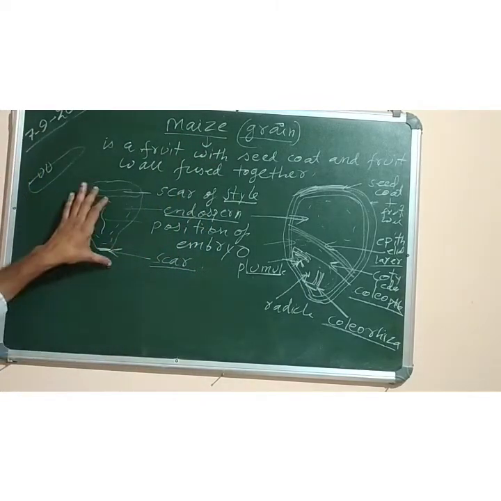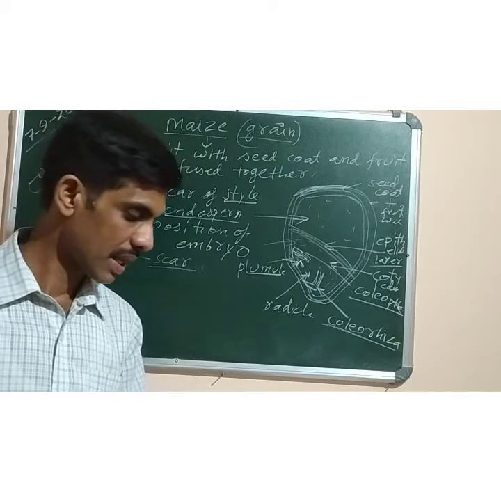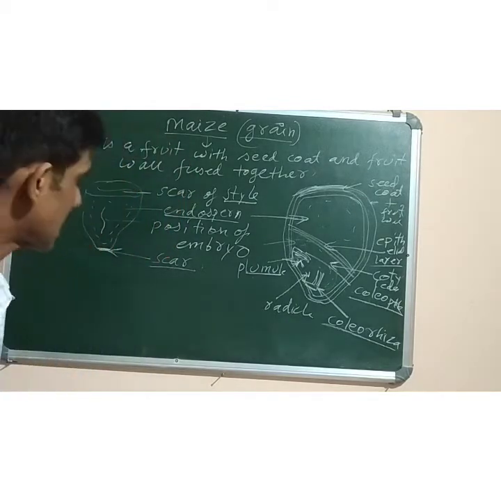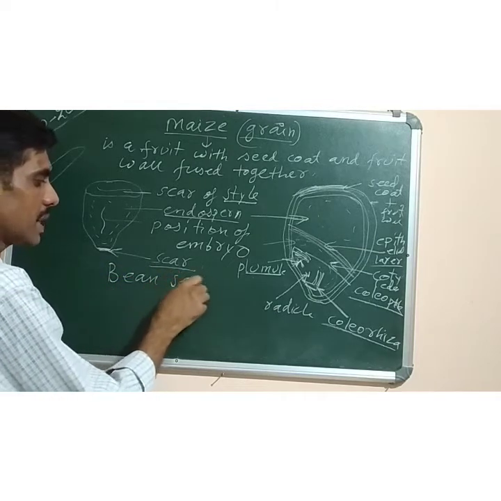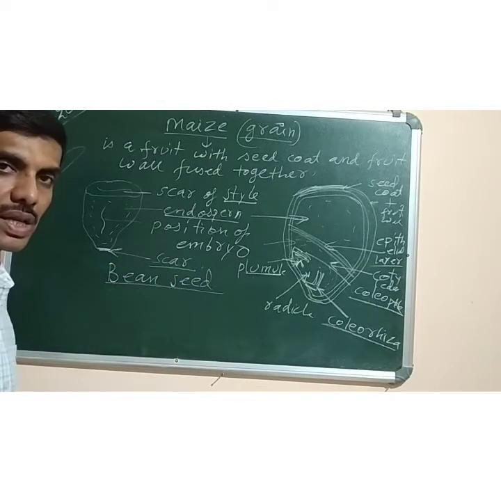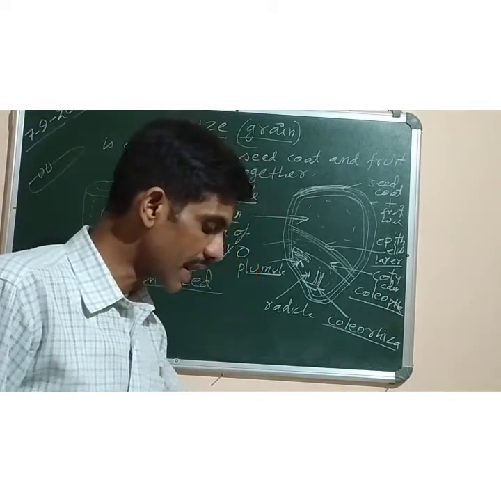Okay, so you have to draw both the diagrams in your copy as well as label all the parts. Now next we have to study the dicot seed, that is a bean seed. Bean seed is dicot because it contains two cotyledons. And what are the different parts in a bean seed that you can see?